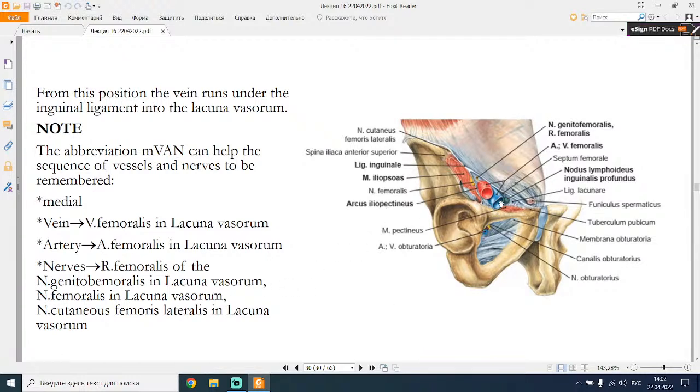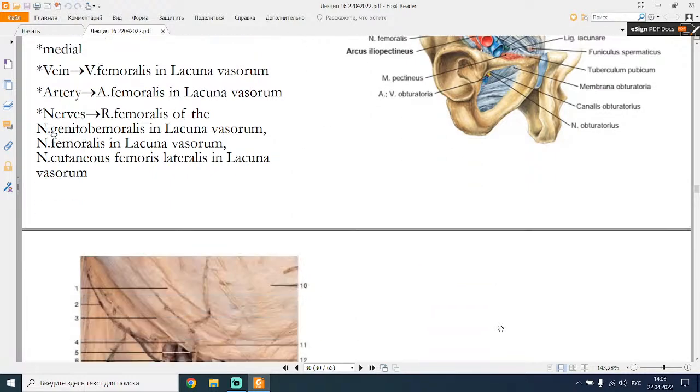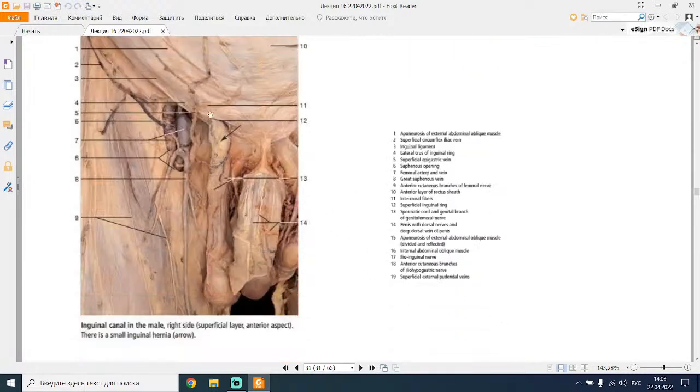Vena femoralis, arteria femoralis, and nerves genitofemoralis and ramus femoralis. What do you see? Vasa vasorum. This is artery femoralis. This is vein, vena femoralis, artery femoralis. Lacuna vasorum.